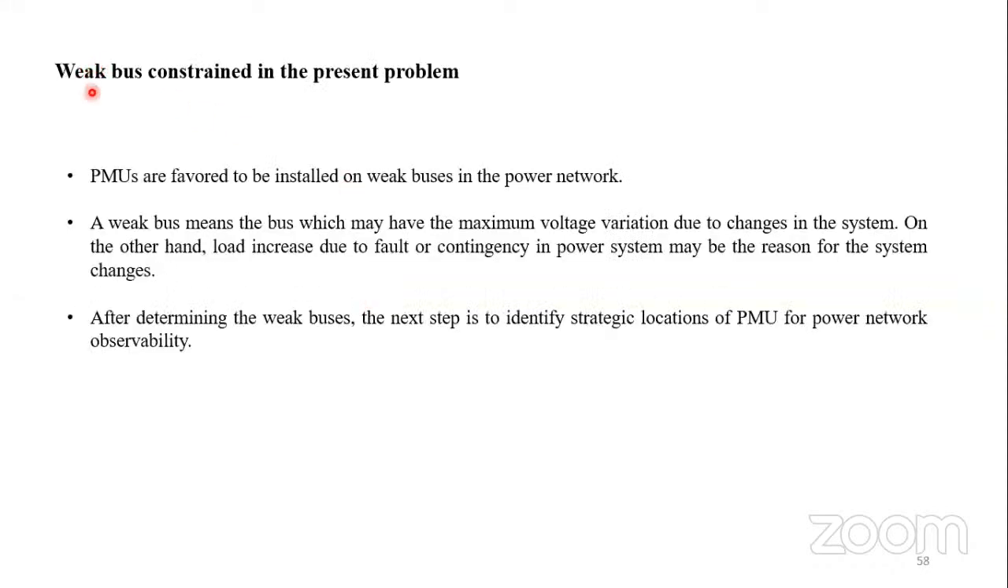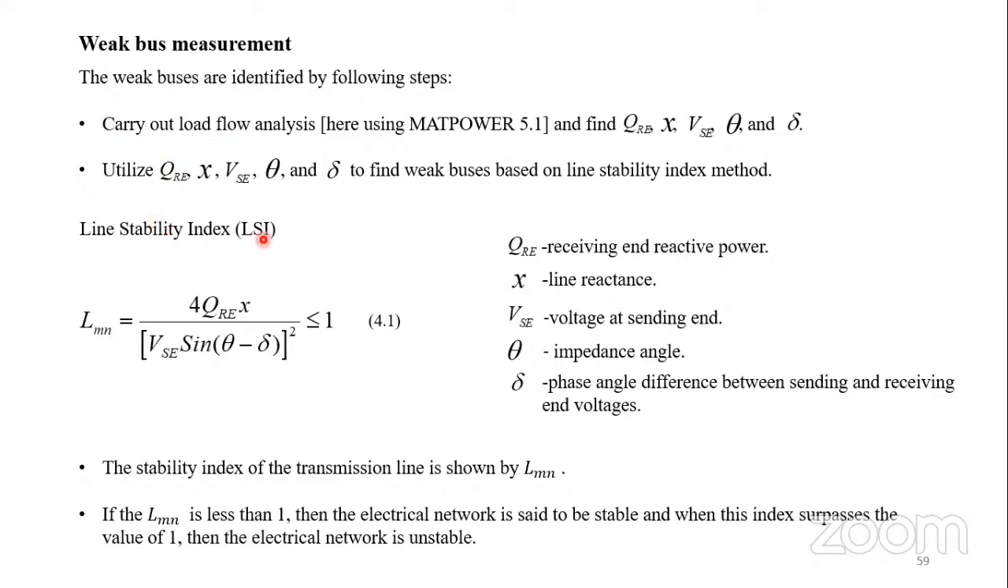Now again, weak bus constraint PMU placement for system observability. In this case, a weak bus means a bus with maximum voltage variations due to changes in the system, because of load increase or some other fault or contingencies. These are all reasons which lead a normal bus to become the weakest bus. In this topic, the main objective is to first find out the weak buses, and we are going to install PMUs at these weak buses. This is the main objective. Now, as you are seeing, we have used the line stability index method to find out the weak bus problem.